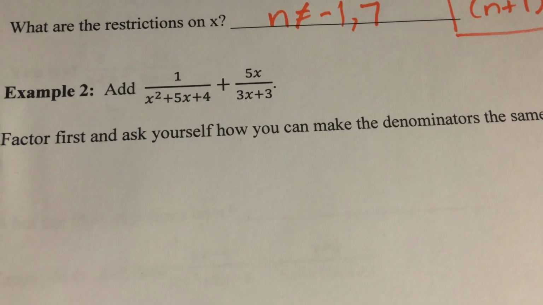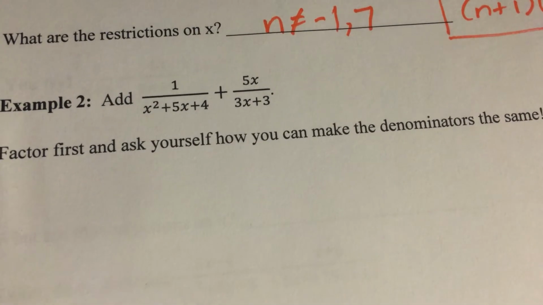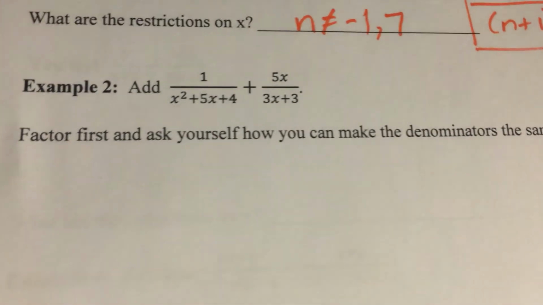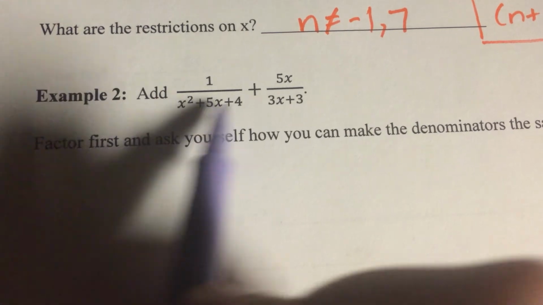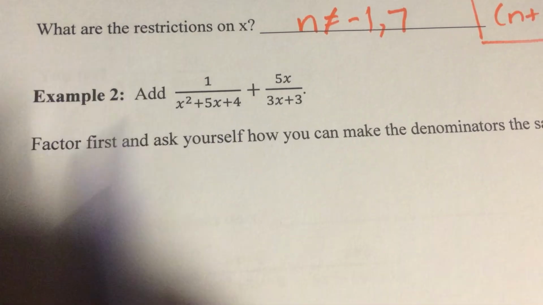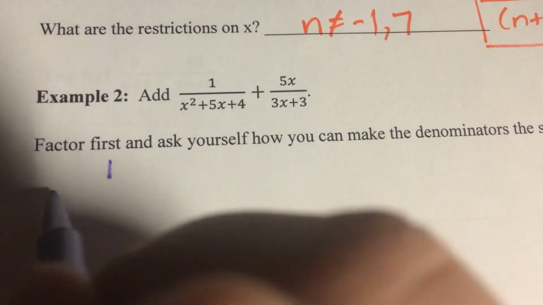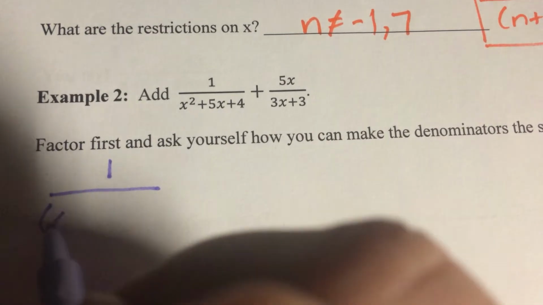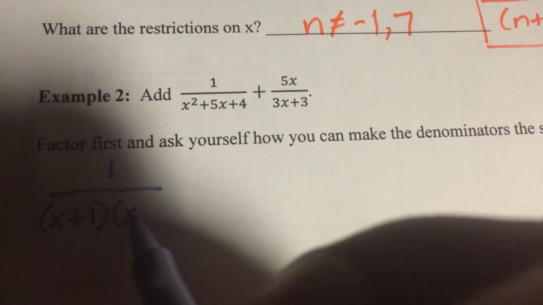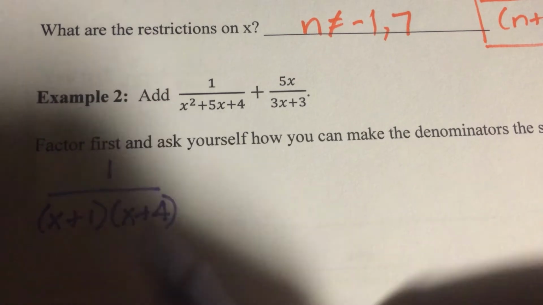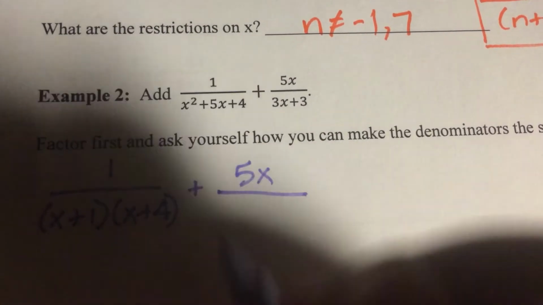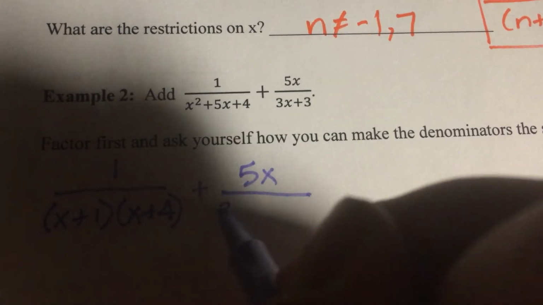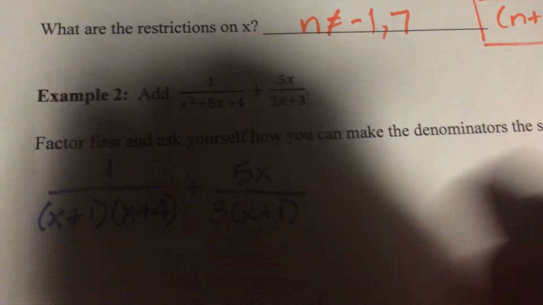going to have to factor first. The first two you didn't have to, but you do in this one. Fortunately, they're not that hard to factor. So the first one, if you need two numbers that multiply to equal 4 and add to equal 5, well, that's 4 and 1. So your first one's going to be x plus 1 times x plus 4. And then the second one is going to factor into 3 times x plus 1.